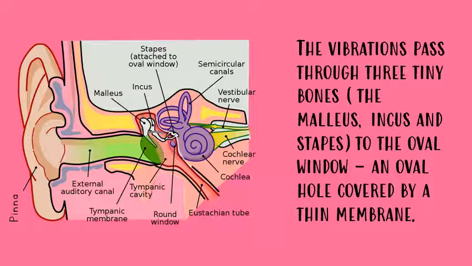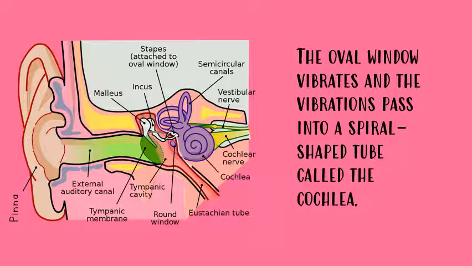The vibrations pass through tiny bones, the malleus, the incus, and the stapes, to the oval window. Here it says the stapes is attached to the oval window over there. Can you see? An oval hole covered by a thin membrane. The oval window vibrates and the vibration passes into a spiral shaped tube called the cochlea. It goes into here. It's like a roller coaster in there.